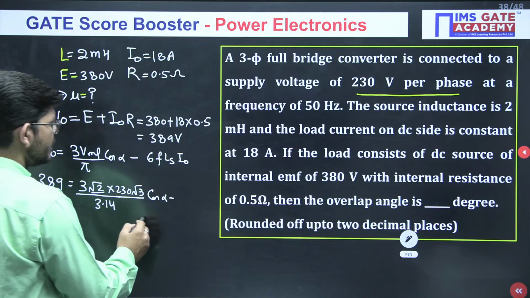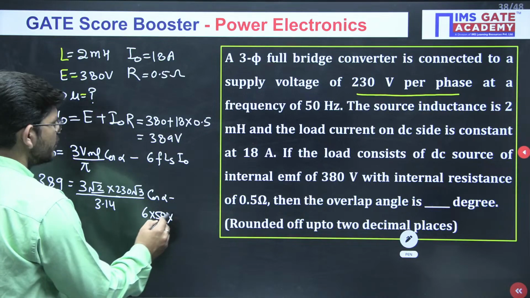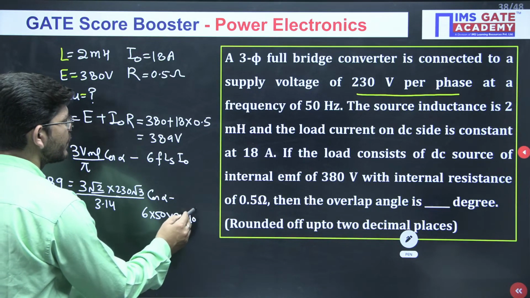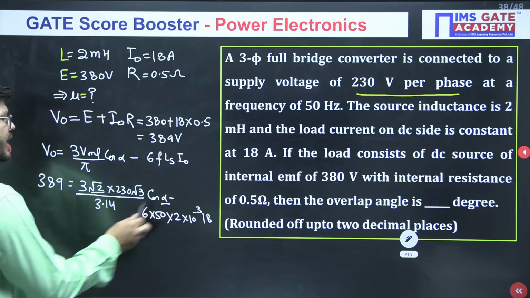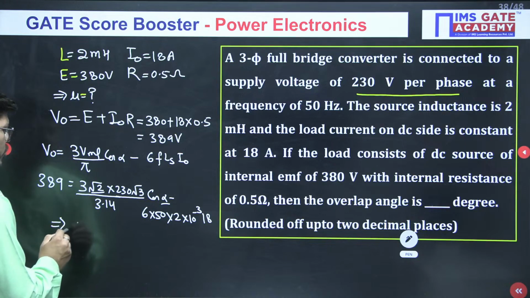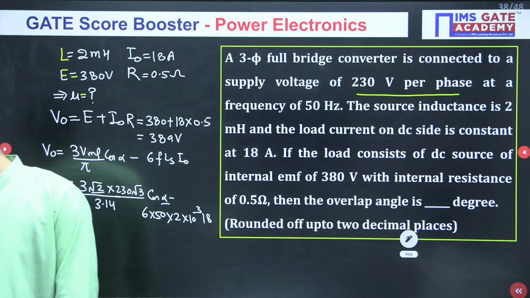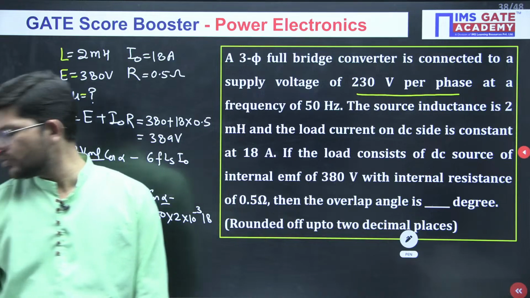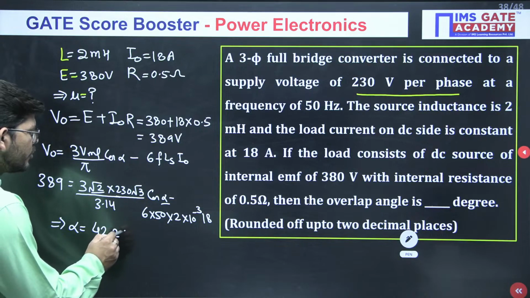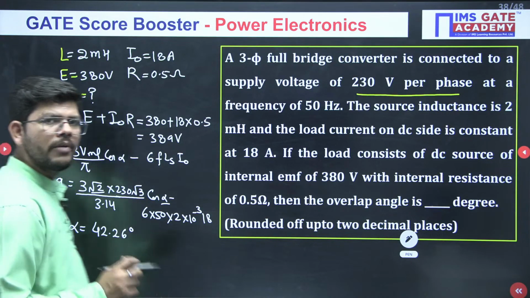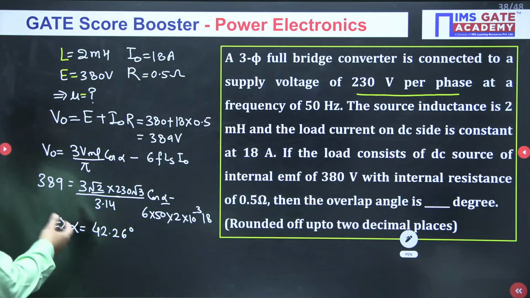minus 6 into F, which is 50, into LS, which is 2 millihenry, into I naught, which is 18. So you can see the only unknown quantity here is alpha. When you solve this equation, you will get the value of alpha, which is equal to 42.26. Alpha value will be 42.26 degree. So now we have with us the value of alpha. And this is how you have to do it.